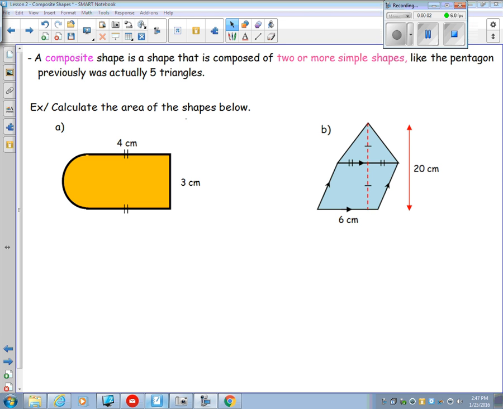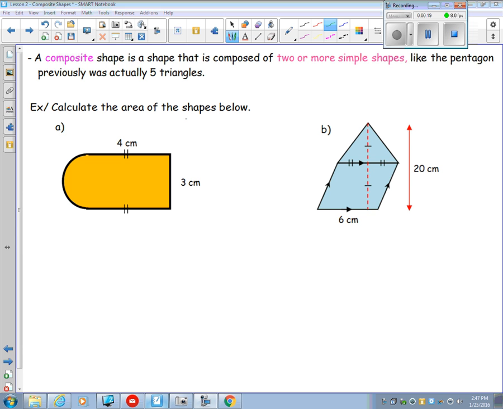Moving on to page 3 of composite shapes here. More applications of how we can use these shapes to solve problems. Remember, the idea of composite shapes is we have a large shape composed of some smaller shapes. If I look at this first example here, I want to find the area of this shape.